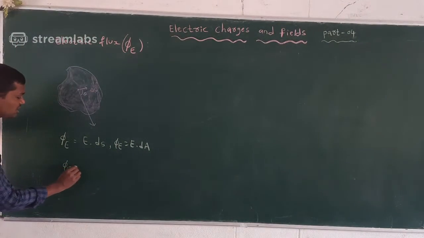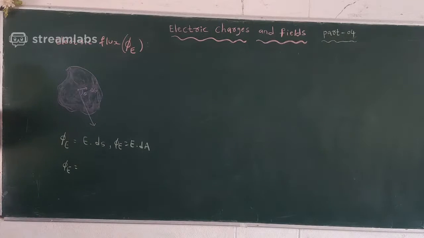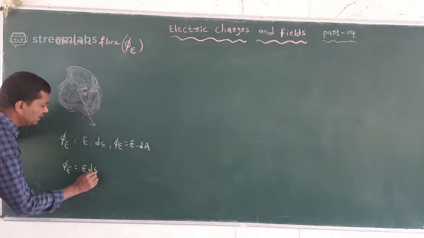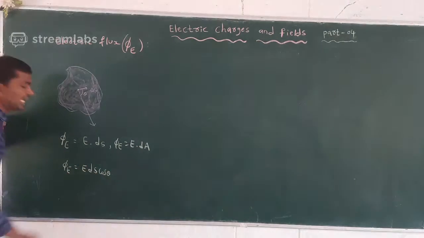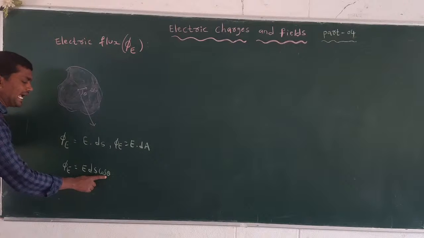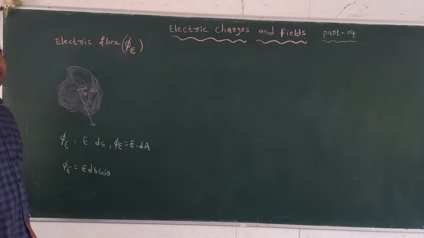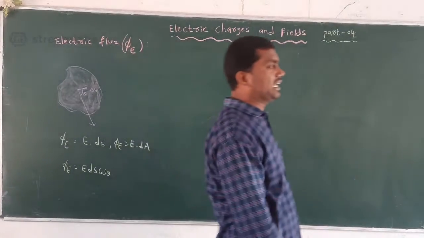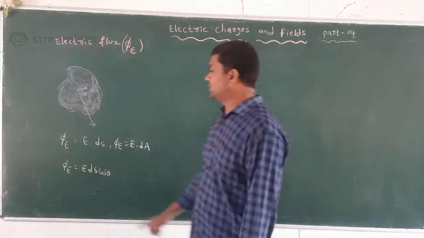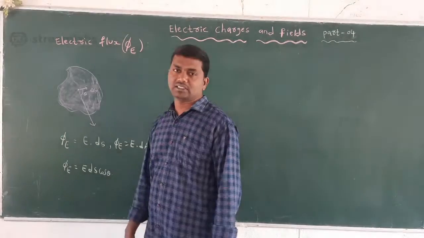Phi suffix E is equal to, expanding the dot product, as we know the dot product and vector product, E dS cos theta, where theta is the angle between E and dS, the electric field and the surface area. We measure it by the angle between E and dS.